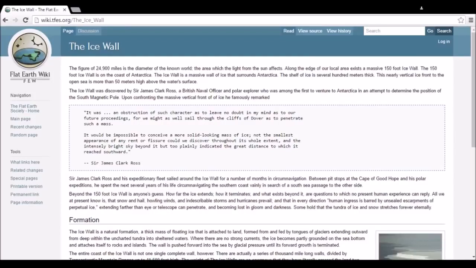He spent the next several years of his life circumnavigating the southern coast, vainly in search of the South Sea Passage to the other side. From what I understand, he found a 150-foot wall of ice, and he basically says that the ice extends as far as you can travel, and he couldn't go beyond it, but we know that helicopters and things routinely do.